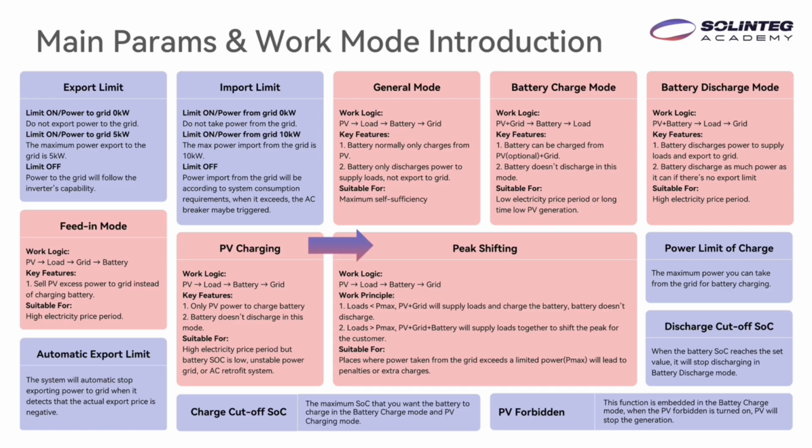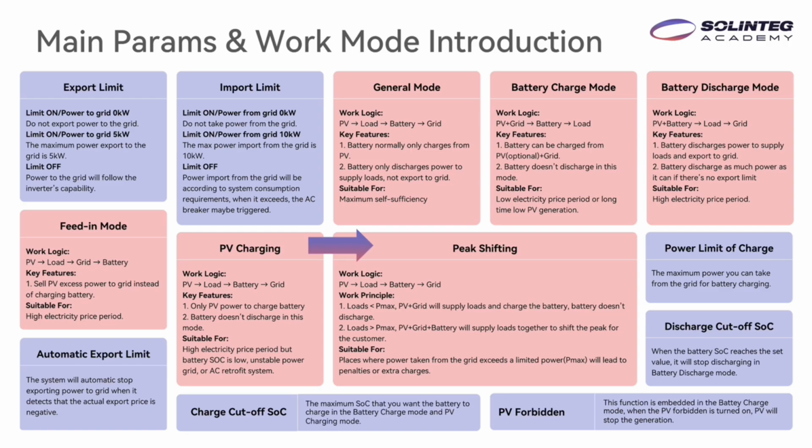The last working mode is peak shifting. This working mode is especially useful in regions or places where the grid has regulations limiting the power taken from the grid, and we can set this limited power as P max. When the power required by the loads is lower than the P max, in this situation the PV and the grid will supply the load together and charge the battery at the same time.